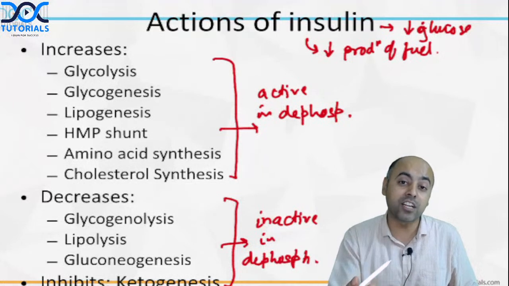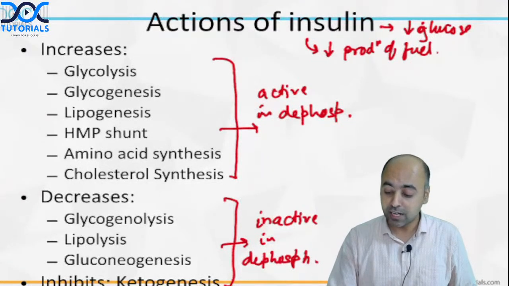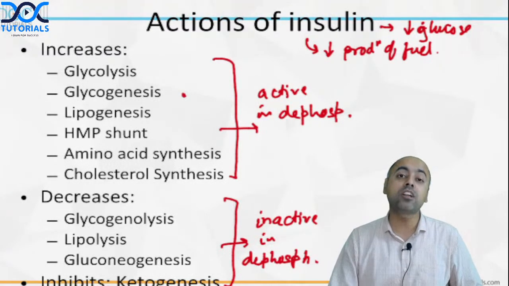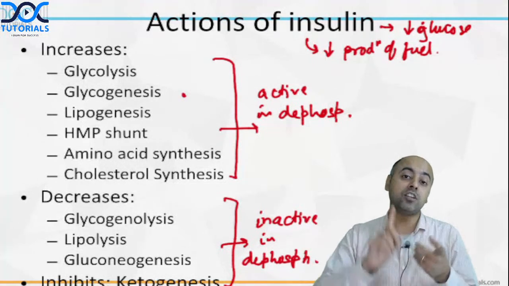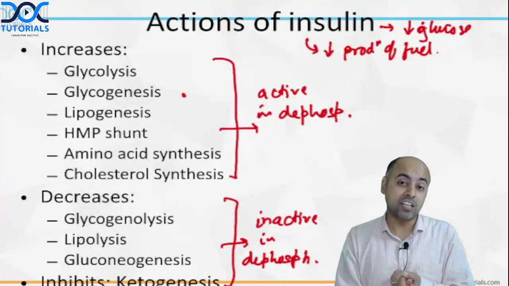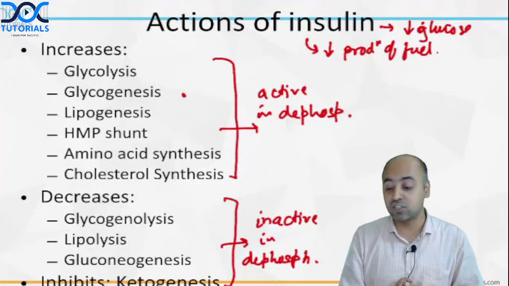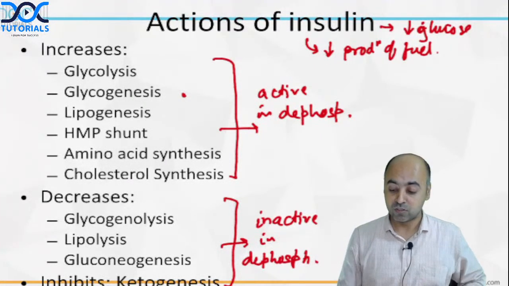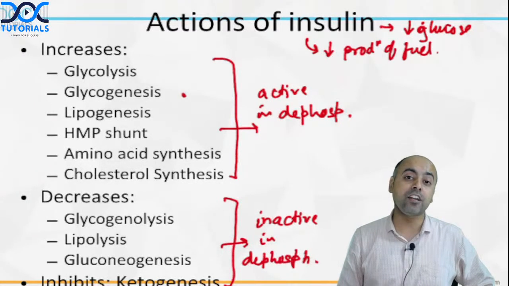When you do the phosphorylation, those enzymes will become active. On the other hand, in these pathways, when you do the phosphorylation, the enzymes will become inactive. So in this way, you can quickly remember which enzymes are active in the phosphorylated form, which enzymes are active in the dephosphorylated form, and the net action of the insulin. Okay, so please keep this point in mind.